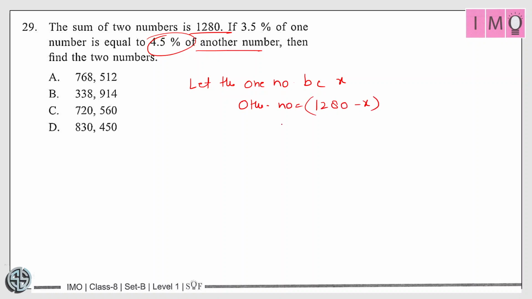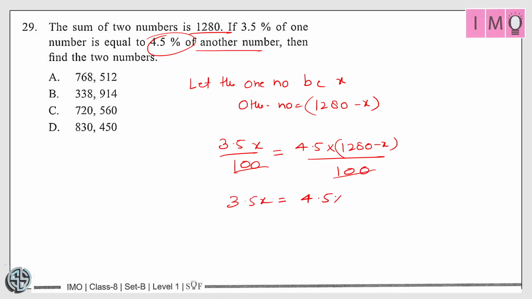Okay, now 3.5% of one number, which is x, will become 3.5x upon 100, and 4.5% of the other number will be 4.5 into 1280 minus x upon 100. They are equal, so we have to solve. This will cancel out this.